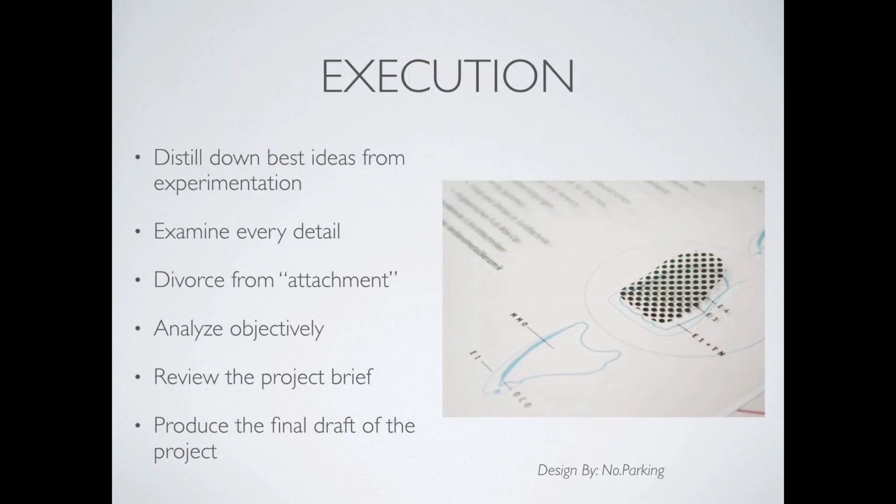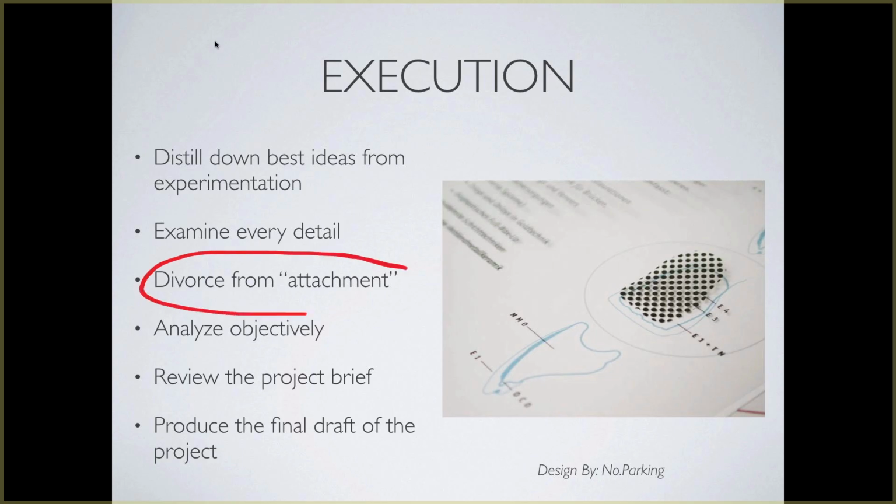And then we get into the execution. It's where we look at all the stuff that we've done and we start paring it down and saying, this is the right one. This is the one that looks best. This is the one I want to move forward with. So we get that final detail. Then we examine those details and we divorce ourselves from attachment. This is probably the hardest thing that you as a design student will ever have to do. Right there. And so what do I mean by divorce from attachment?